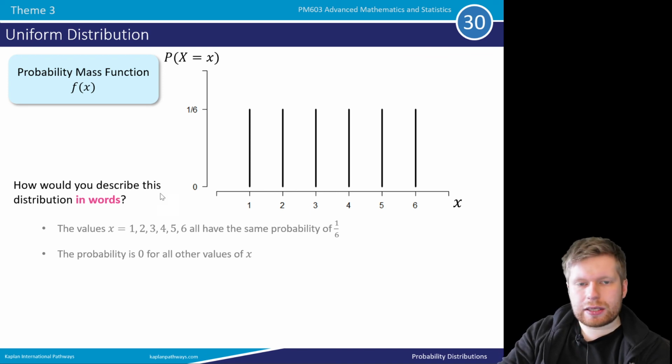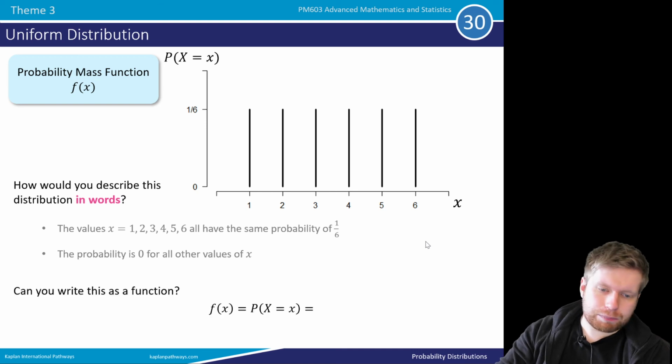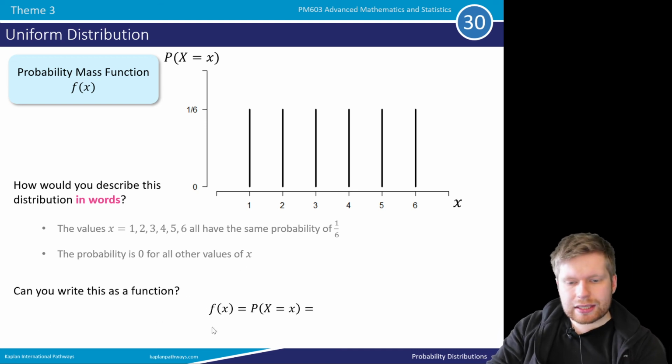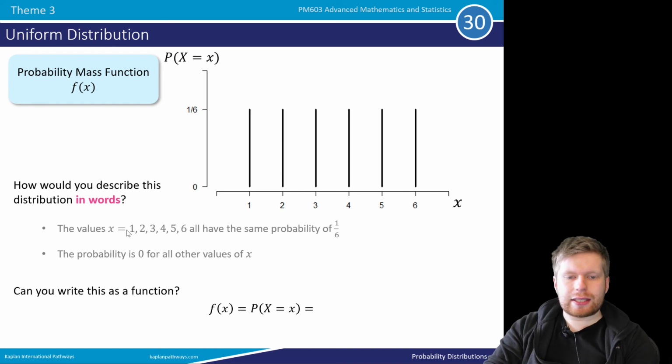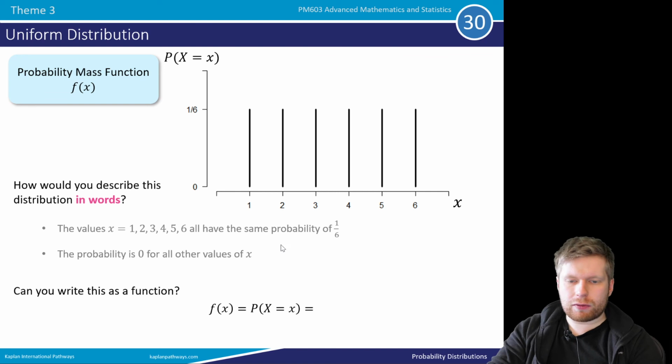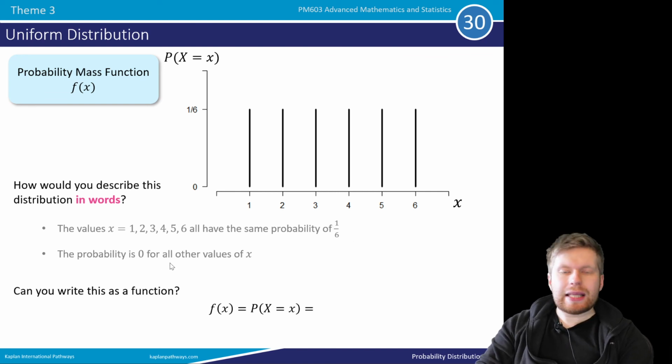So everywhere else on these bars is always going to be 0. Therefore, if I wanted to write this as a function, f of x, remember, is my probability mass function, which is the probability that x is equal to some particular outcome. If I wanted to write this as a function, I have two cases. If my outcome is 1, 2, 3, 4, 5 or 6, the probability is 1/6. Otherwise, the probability is 0.